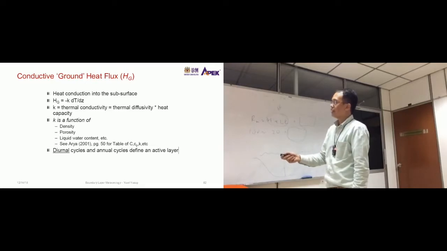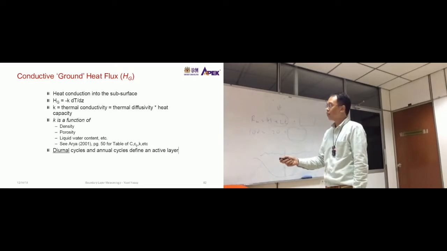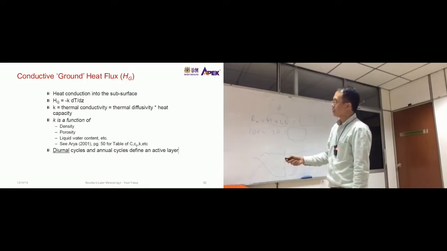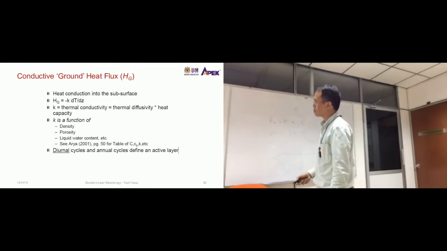So K, this one is from the data there, but this K is a property of the soil or the surface. This K would change based on density, the porosity, the liquid water content, etc. So I guess here, this book on page 50 gives us values of the CP, K, and so on, to first estimate the K if you don't have the data for it.